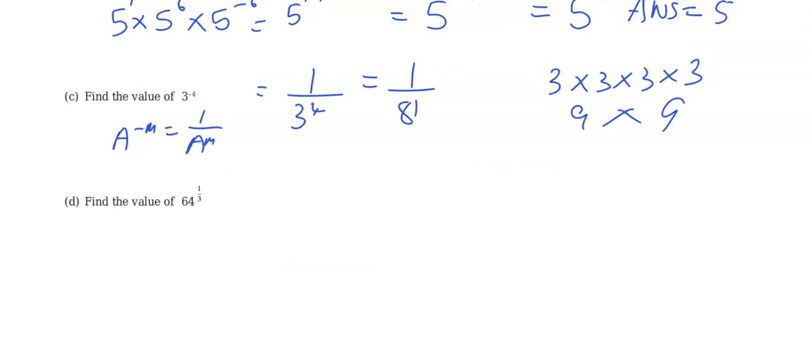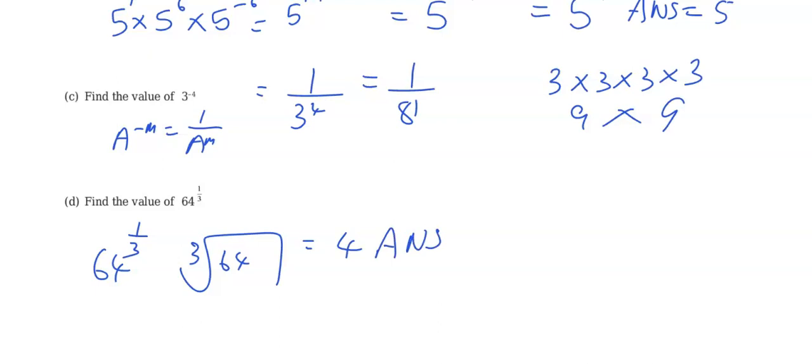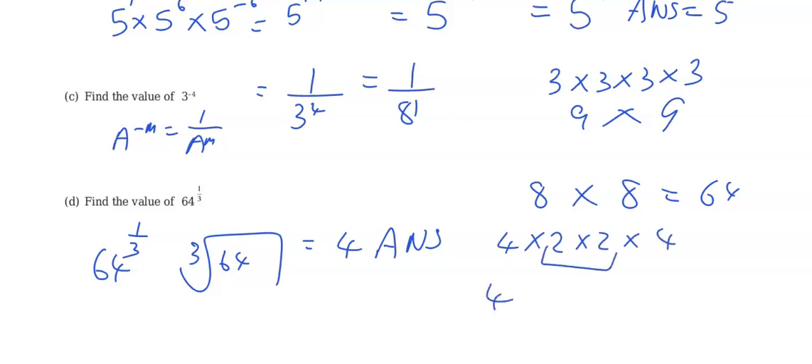And now in the last one, we have 64 to the power of 1/3, which means the cube root of 64. You would be well advised to learn all the cube numbers, from 1 cubed is 1 to 10 cubed is 1,000. We know this from general knowledge. It is 4. If you don't know it, you can think about the fact that 8 times 8 is 64. This is 4 times 2 times 2 times 4.